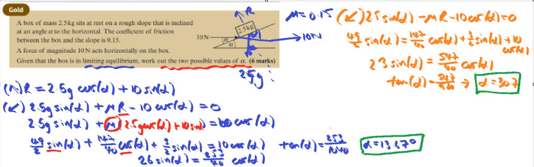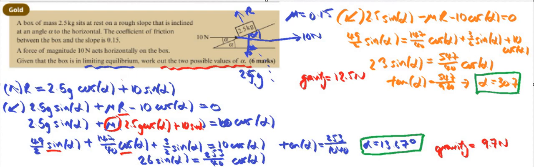So now to be clear, for the first solution, my gravity component is 9.7 newtons, and that's my 2.5g times sine alpha. For my second solution, gravity equals 12.5 newtons. But now that's my 2.5g sine of 30.7.